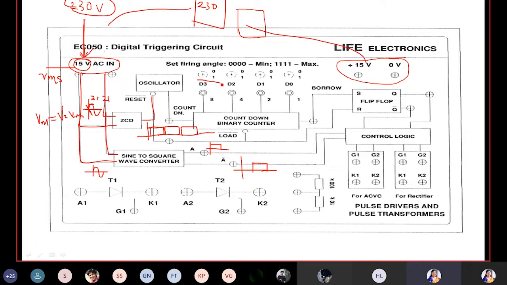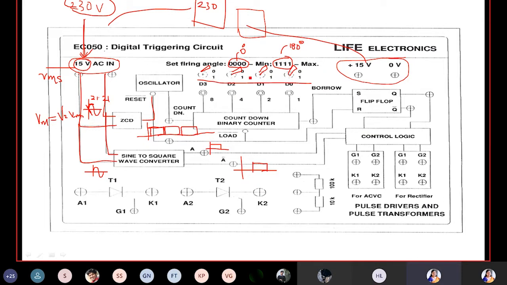Now, here what we have is the digital input. You have seen digital kit, right? In your electronics lab, you had switches like this. When you turn on, it will become red, green. Like that, you will be having 4 switches here, using which you can set any binary number between 0000 to 1111. 0000 indicates 0 degrees. 1111 indicates 180 degrees.